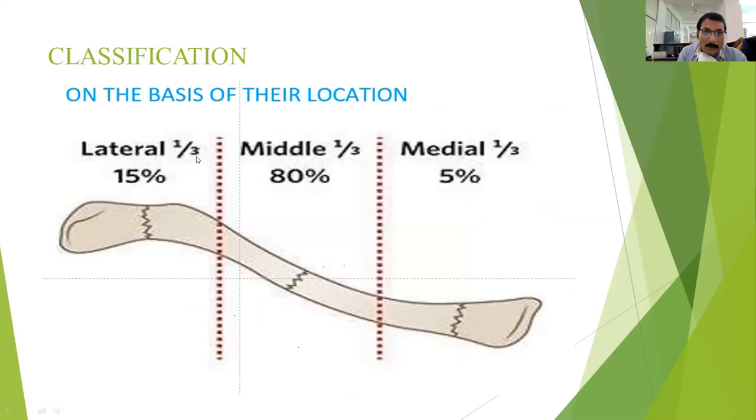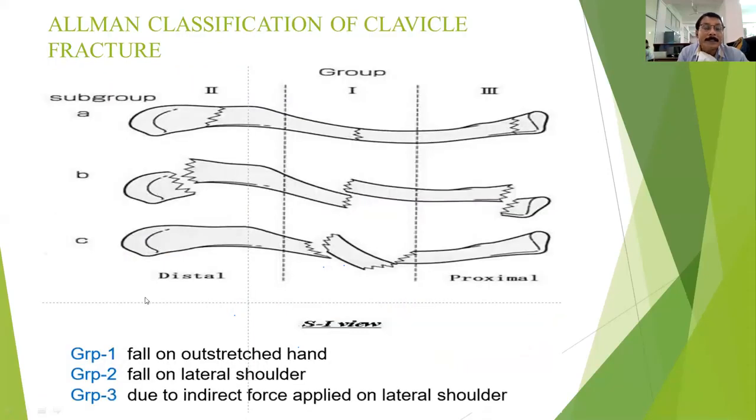So now let us go for the classification. This is known as the Allman classification, which is divided into three parts: medial one third, middle one third, and lateral one third. This is the area of junction between the two curvatures. This curvature is concave and this is convex. Since this is the area of junction of the two curvatures, more fractures are seen here. So the maximum number of fractures in the clavicle is seen in the middle one third. So this is the Allman classification.